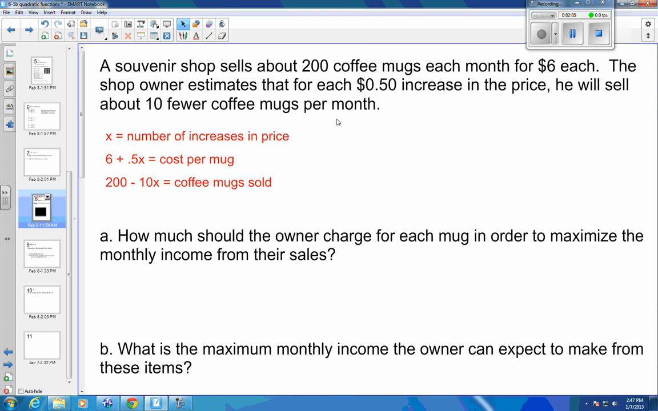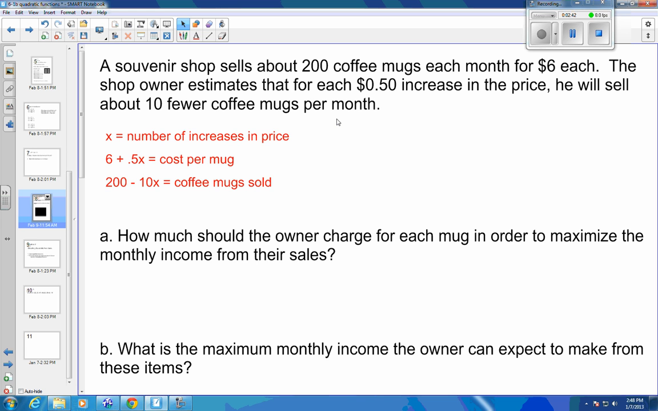From there, we know that if we multiply the cost per mug times the number of mugs sold, that would give us our total profit. So let's look at our next thing. What are we actually looking for in A and B? How much should the owner charge for each mug in order to maximize the monthly income from their sales? And the next one, what is the maximum monthly income the owner can expect to make from these items? Those are both really good questions.